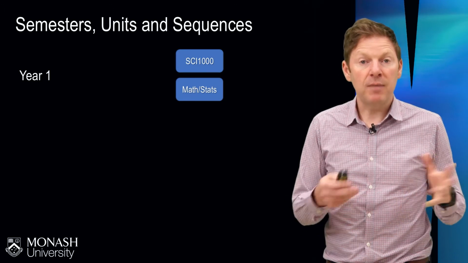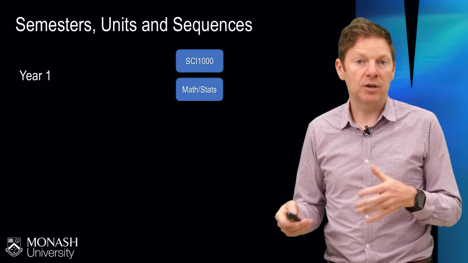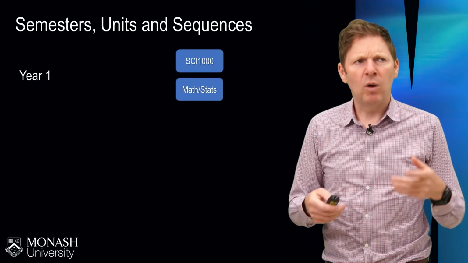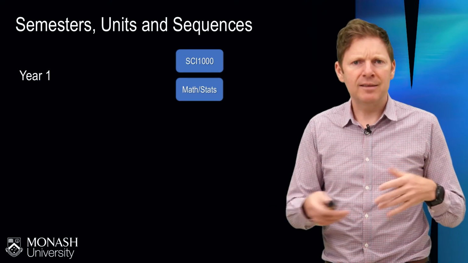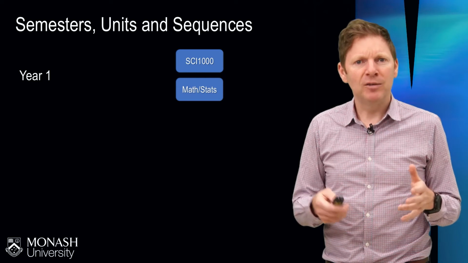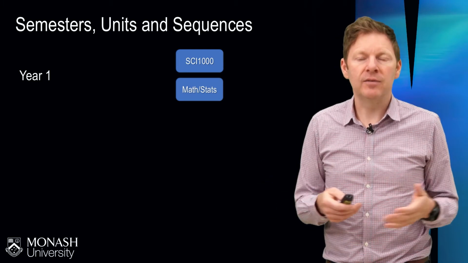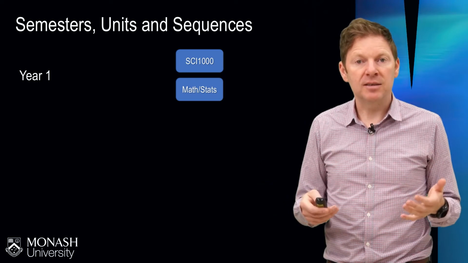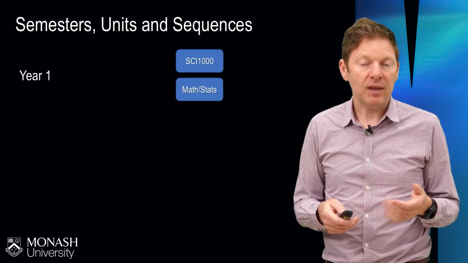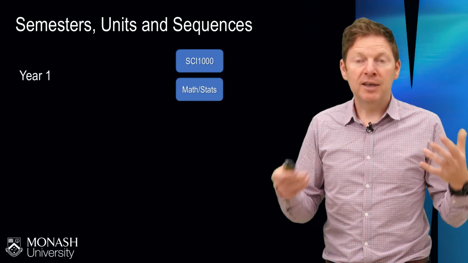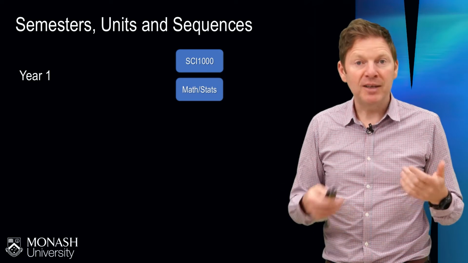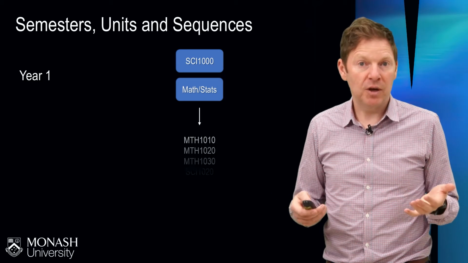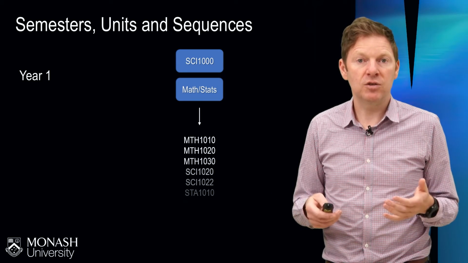The second one is a mathematics or statistics unit. Now you might be wondering, well, why is it maths or statistics? Aren't they all one and the same? Well, no, there's all sorts of different levels and types of mathematics and statistics you can study. And you might customise your choice based on what sort of major you're going to be doing or what sort of subject areas you're doing.